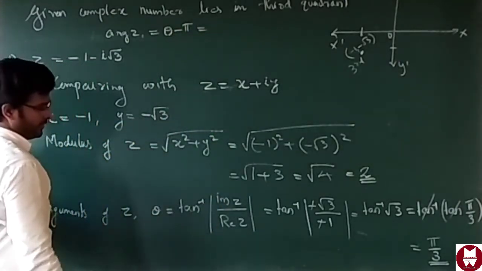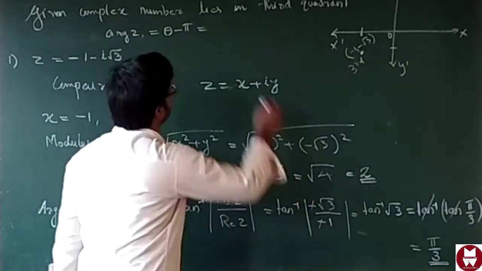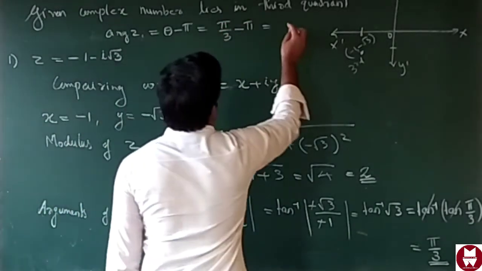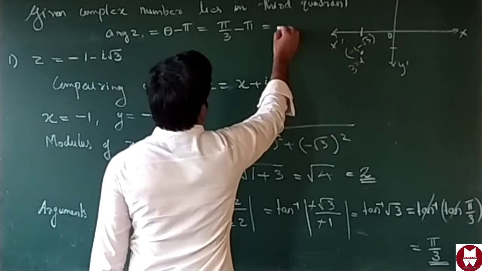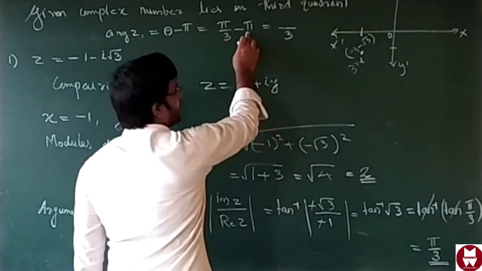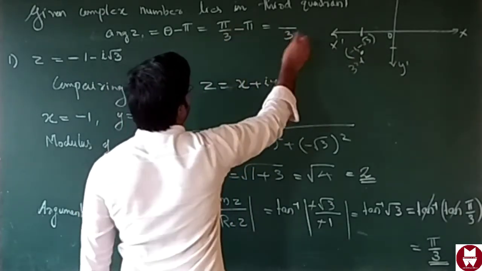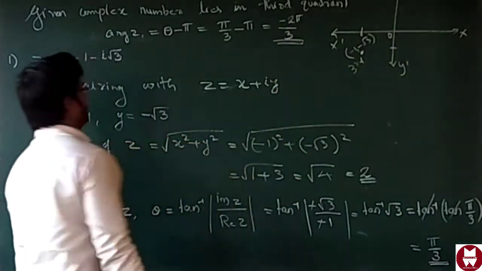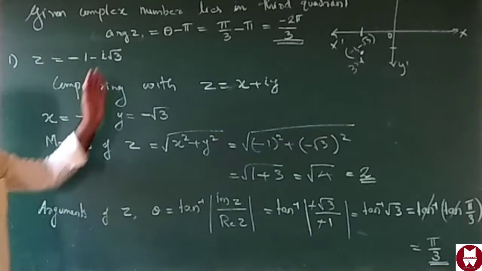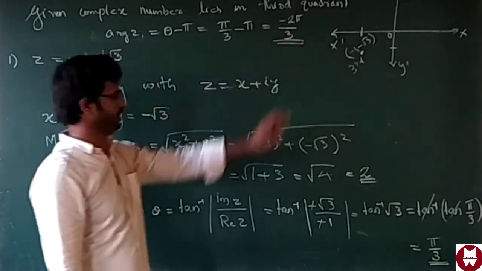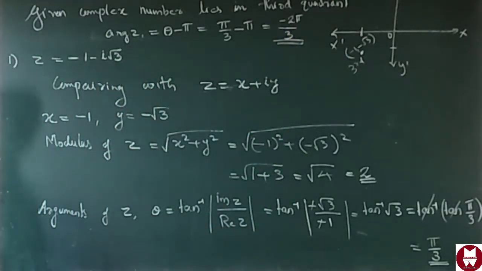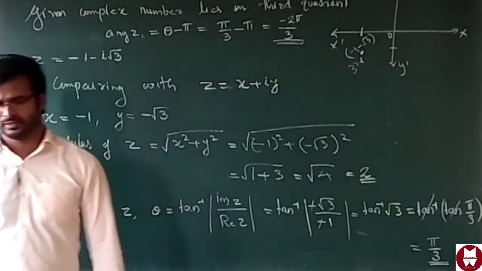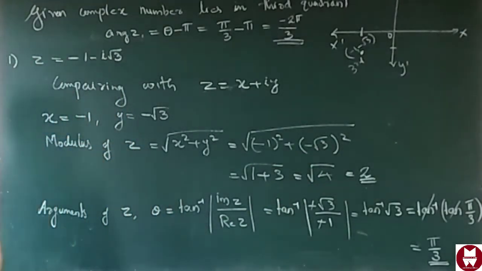Theta we already got. What is theta? Theta is pi by 3. Pi by 3 minus pi, take LCM, then we will get 3 into pi, 3 pi, pi minus 3 pi, minus 2 pi. We got the answer: argument is minus 2 pi by 3. Then modulus of z is 2. Just pause the video and write it down in your notebook.